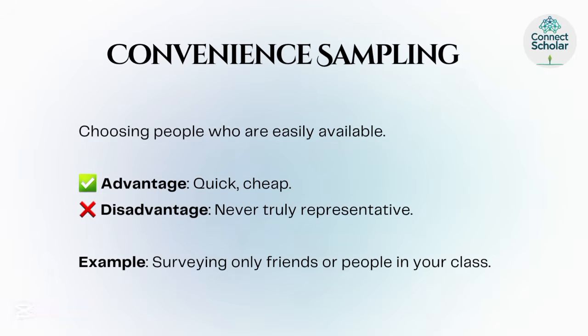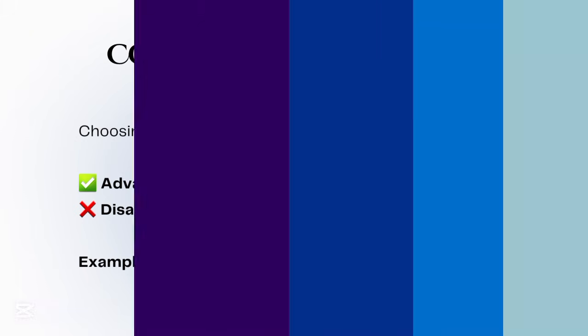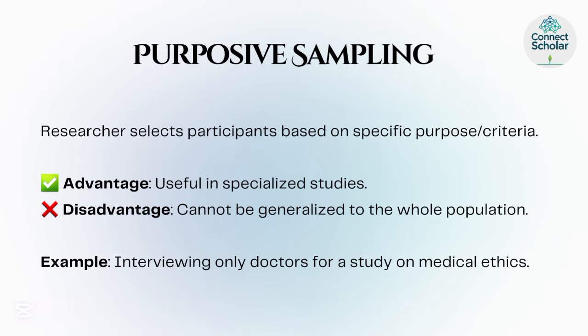Next is convenience sampling. In this type of sampling, we choose people who are easily available. For example, surveying only friends or people in your class. Next is purposive sampling. In this type of sampling technique, the researcher selects participants based on specific purpose or criteria. For example, interviewing only doctors for a study on medical ethics.